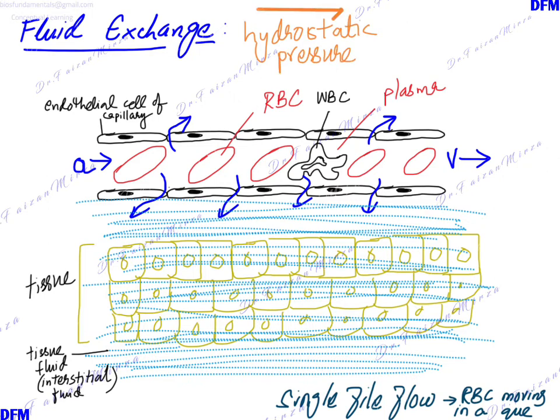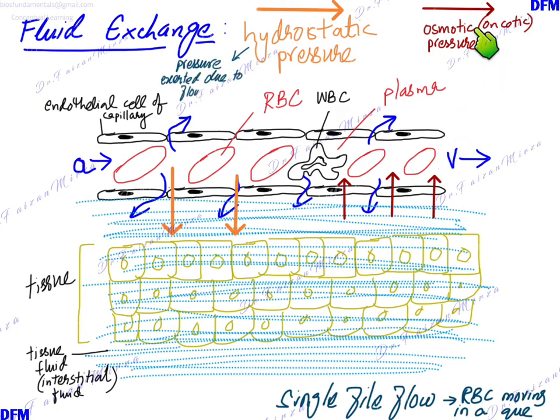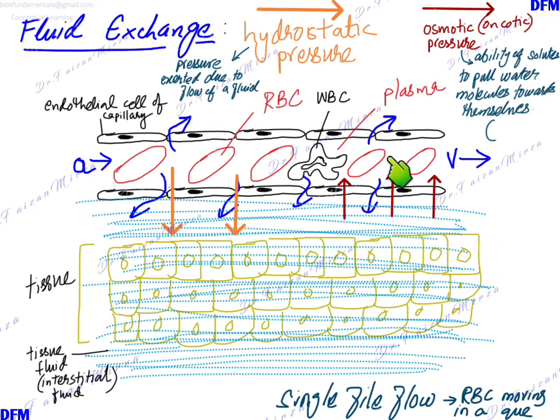The high hydrostatic pressure is responsible for the plasma leaking out through the endothelial cells into the tissue space. The blood left behind in the capillary will have a high osmotic pressure because of the large proteins that did not go out. These large proteins have the ability to pull water molecules back towards themselves. So the high osmotic pressure in this region of the capillary causes the tissue fluid to be reabsorbed back.